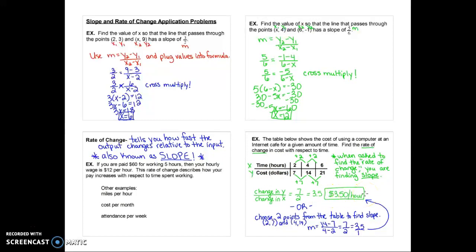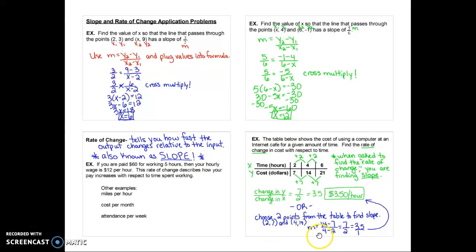Now another way that you can solve this is just by your normal slope formula. Choose 2 points from the table and calculate the slope like you have before. So you could pick any set of points. Now remember, your points are vertical here. This is your x values, these are your y values. So you have the points (2, 7), (4, 14), or (6, 21). You pick any two out of those. So we chose (2, 7) and (4, 14). Those are my 2 points.